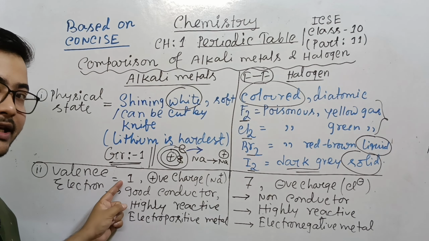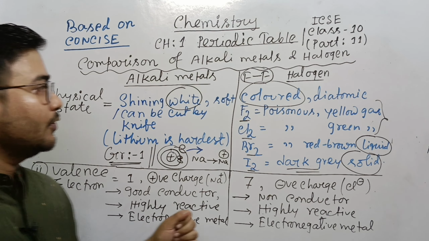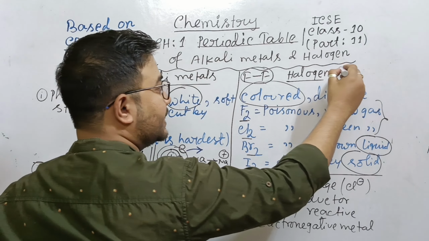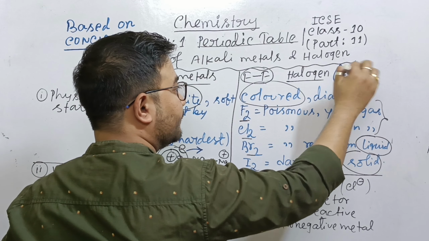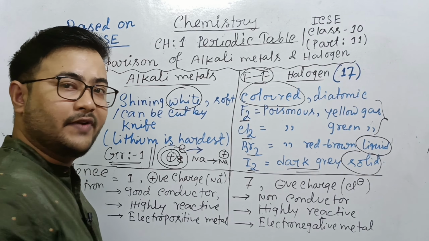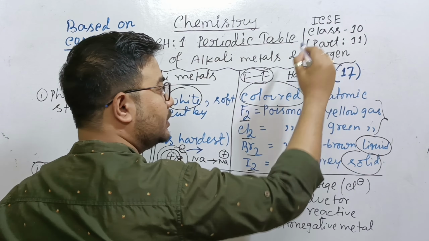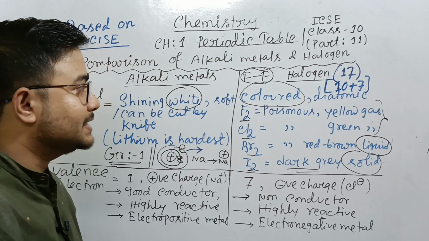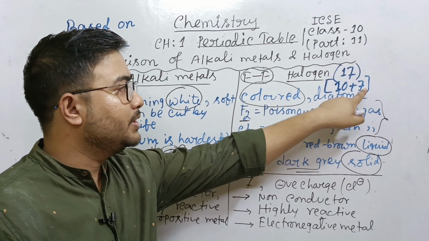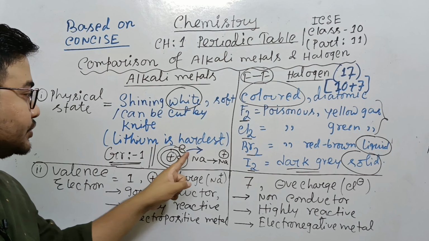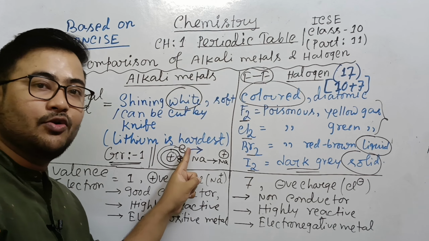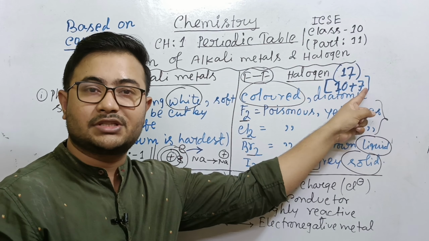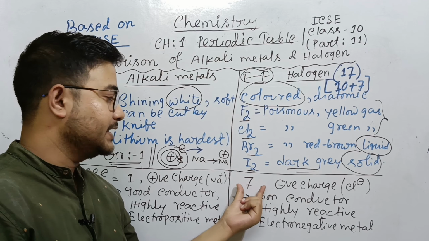So what is the valence electron? 1, and the charge is positive. Now, if you cover all the previous topics, you can easily tell halogens are present in which group? Group 17. 17 means, as I already told in the previous Part 10 plus 7. So 10 plus 7 means the outermost shell contains how many electrons? 7. For alkali metals the outermost shell contains 1 electron, so valency 1. Here the outermost shell contains 7 electrons, so valency 7.